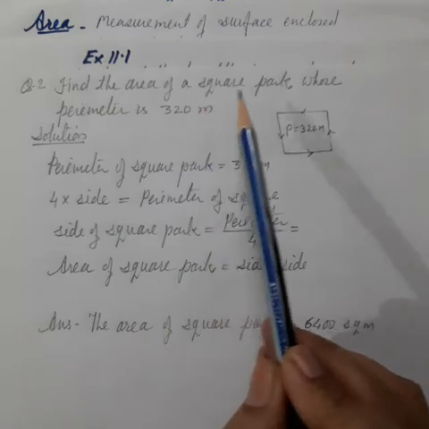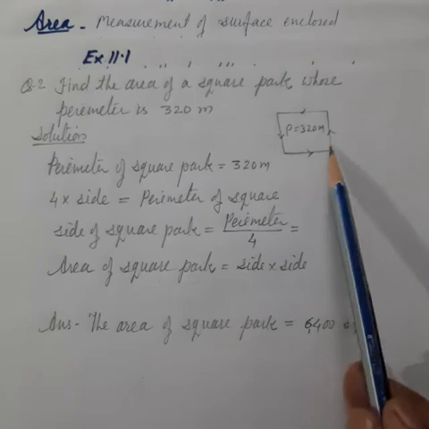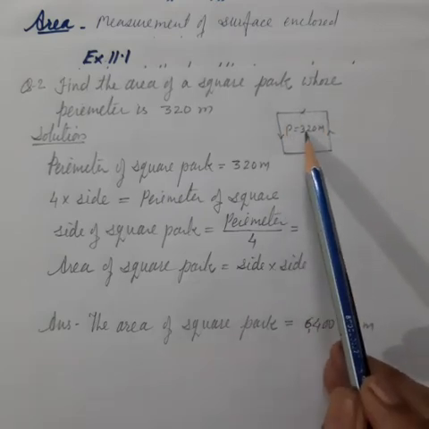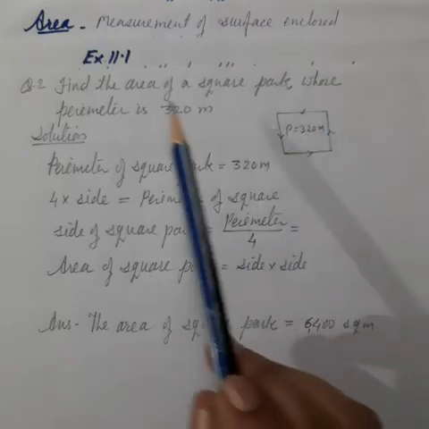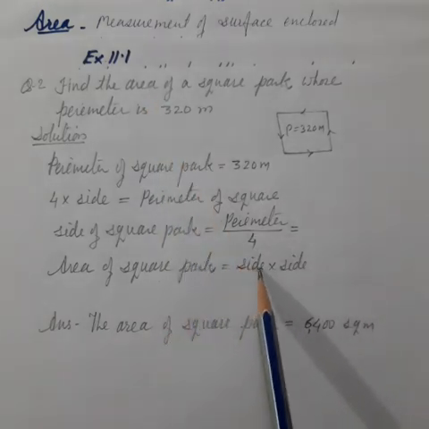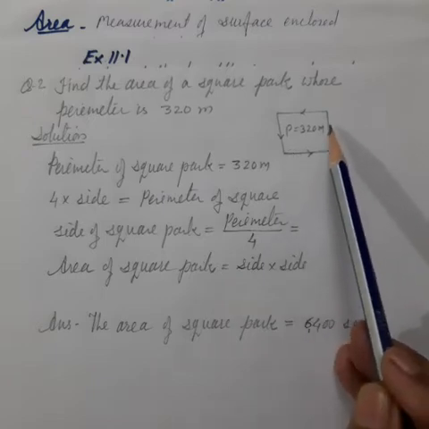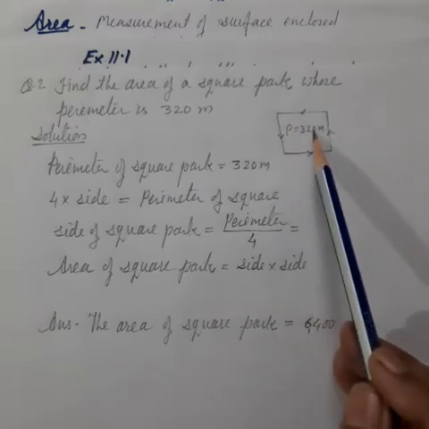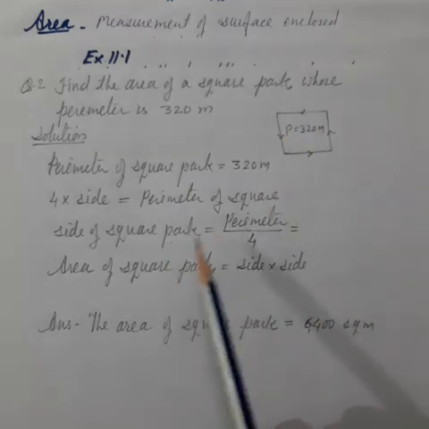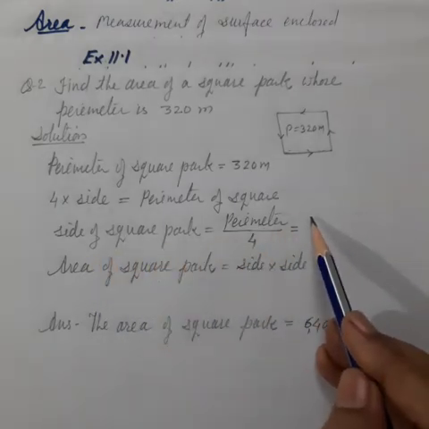Question 2. Find the area of a square park whose perimeter is 320 meter. Perimeter is the length of the boundary and the perimeter of the square park is given as 320 meter, and we have to find the area. But to find the area, we need the side of the square park. So to find the side, we have to divide this perimeter by 4 because in a square all the 4 sides are equal. So divide the perimeter by 4 to get the length of one side of the park.